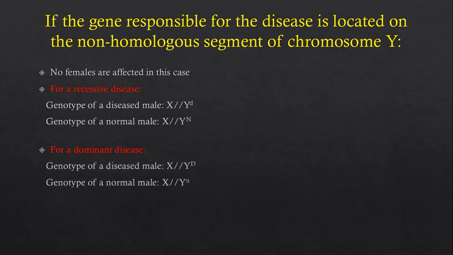For a dominant disease, the genotype of a diseased male is going to be XY, and this time the dominant allele is the capitalized one. It is the diseased one. This is why we are going to place it capitalized. And for a normal male, it is going to be Y small n.